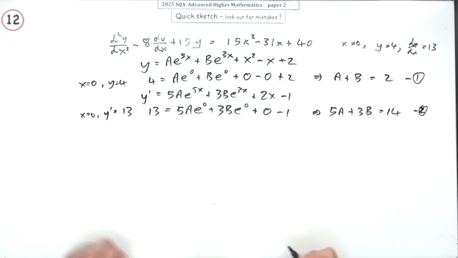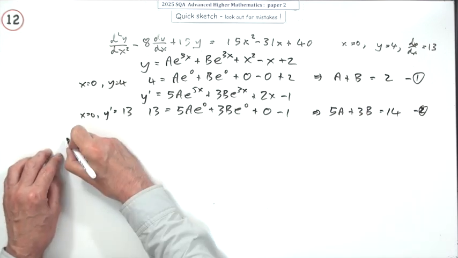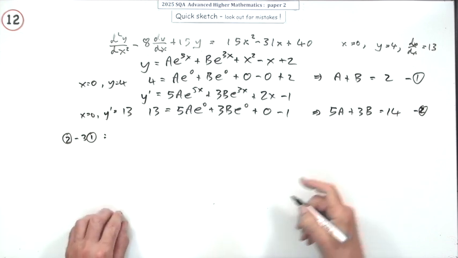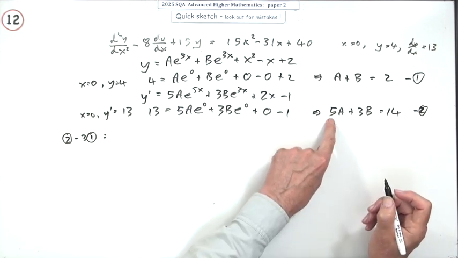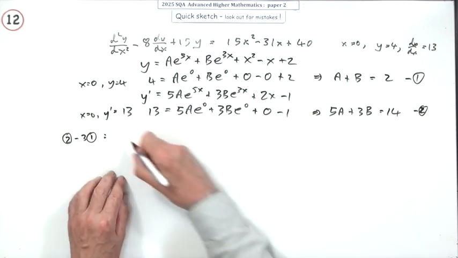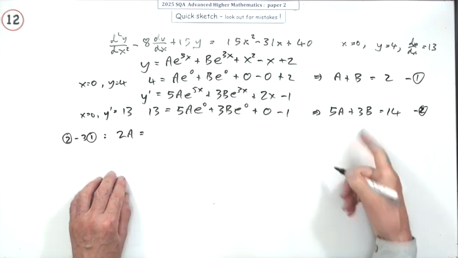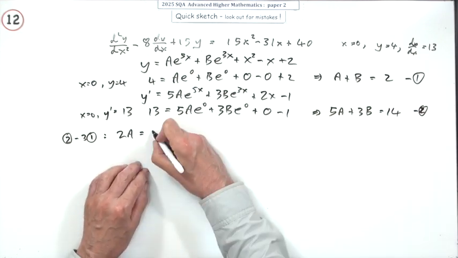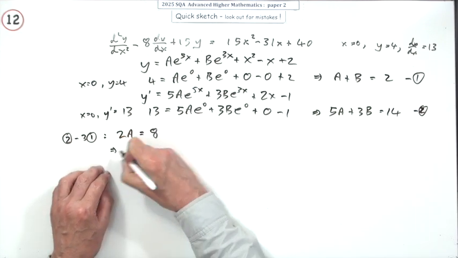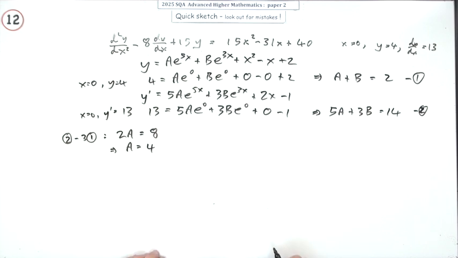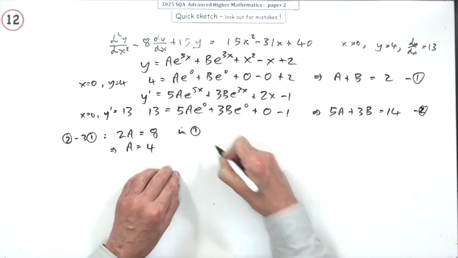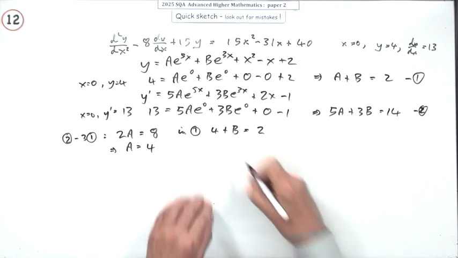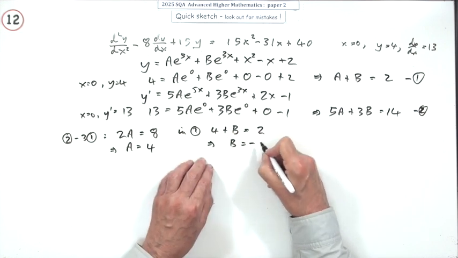Now just solve that pair. I think I'll get rid of the b's. So if I do 2 take away 3 lots of 1, I'll have 5a take away 3 will be 2a, and of course the b's disappear, and I'll have 14 take away 6, which will be 8, which gives me a equals 4. And then I'll put that in number 1, because number 1 says 4 plus b equals 2, so b equals negative 2.